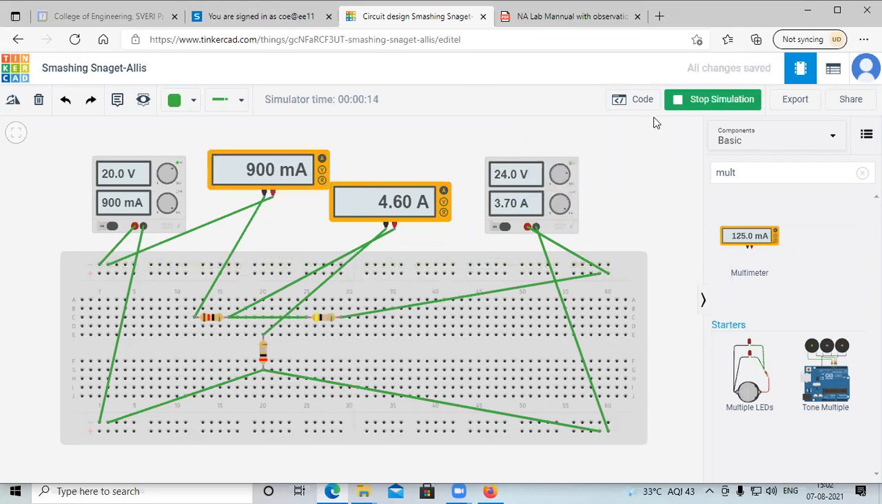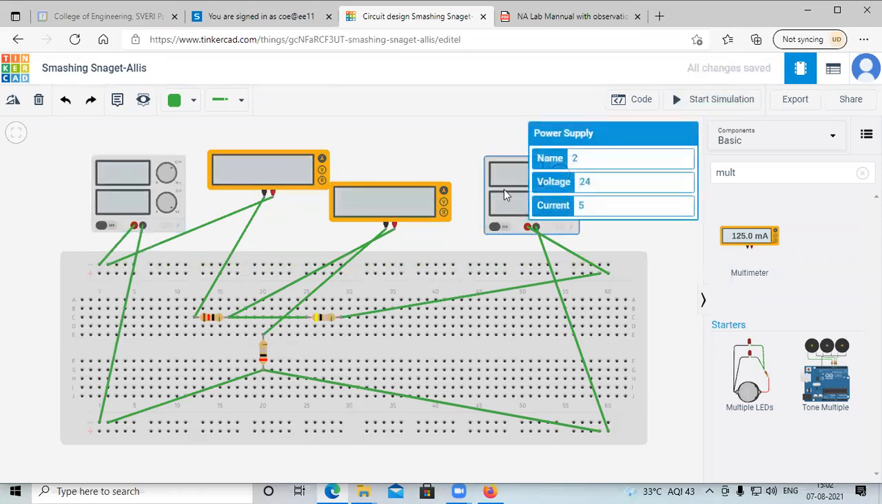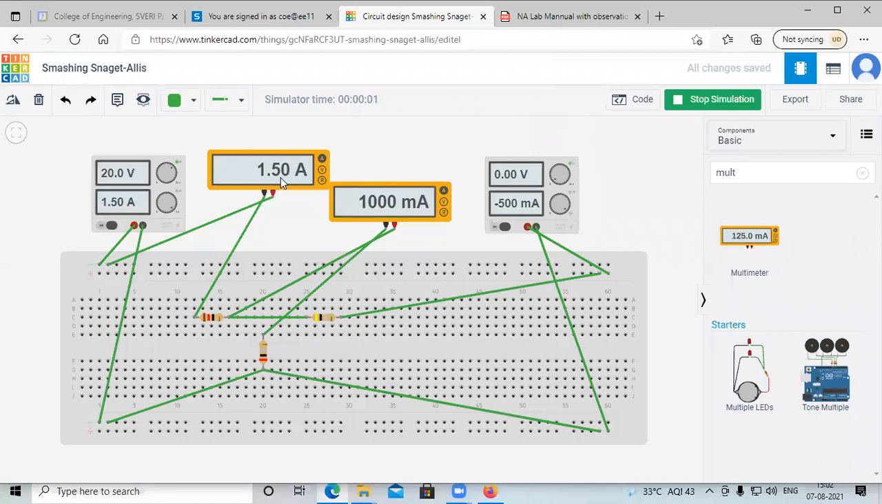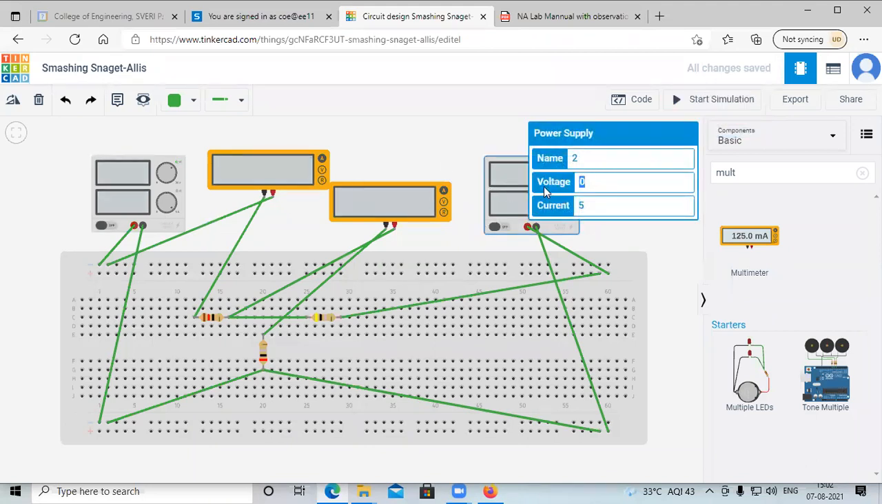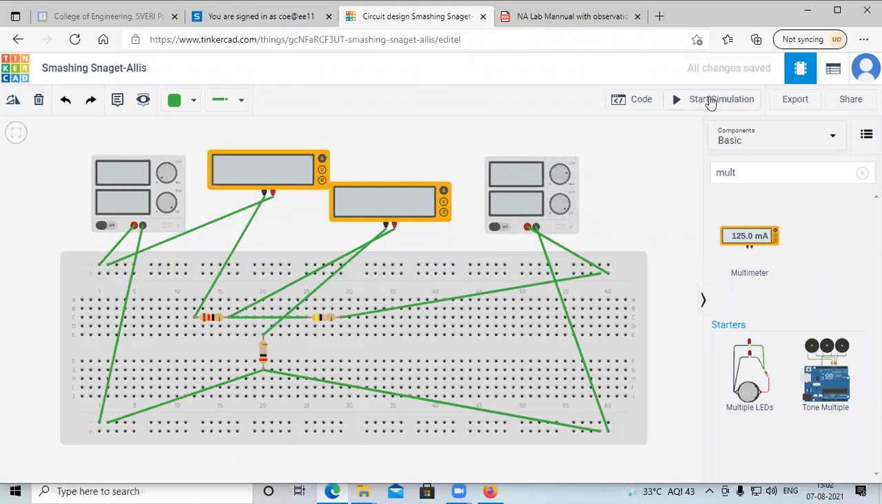When each source acts alone, suppose I act with the first source only, and the second one is short circuited. I will put it as 0, then start the simulation. So it is 1.50 ampere. That is the first situation. Then the second situation: stop the simulation, I will put 24 here and 0 on the other. So it is minus 600 milliampere.